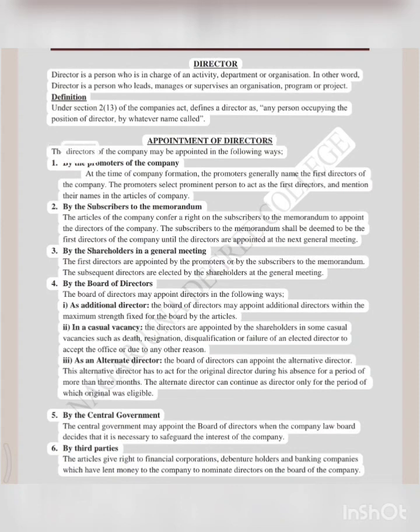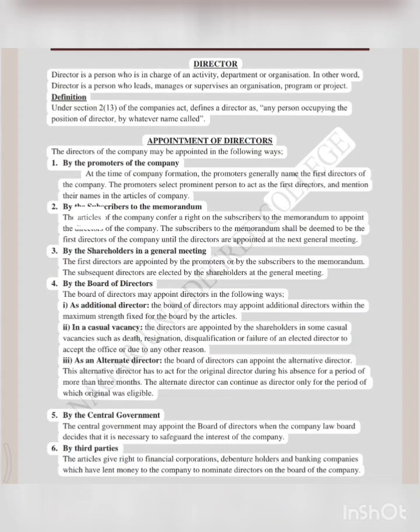Appointment of directors. The directors of the company may be appointed in the following ways. 1. By the promoters of the company. At the time of company formation, the promoters generally name the first directors of the company. The promoters select prominent persons to act as the first directors and mention their names in the articles of the company.